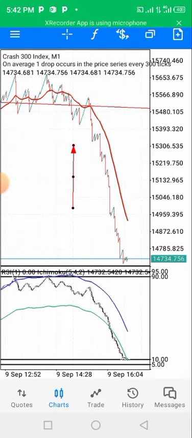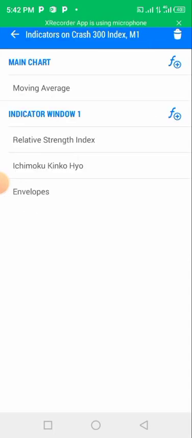Okay, the indicators we'll be needing for this strategy will be on our main chart, the moving average, and on our indicator window 1, we have the relative strength index, the Ichimoku, and the envelopes. So the first indicator we'll be adding here will be the moving average.